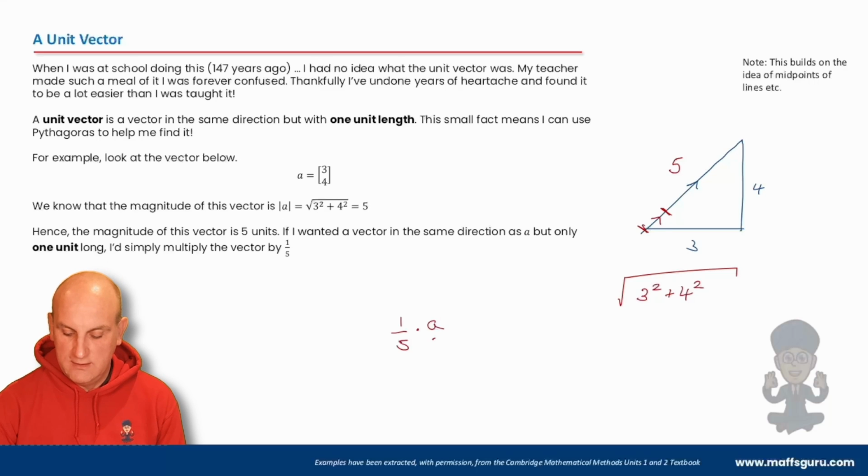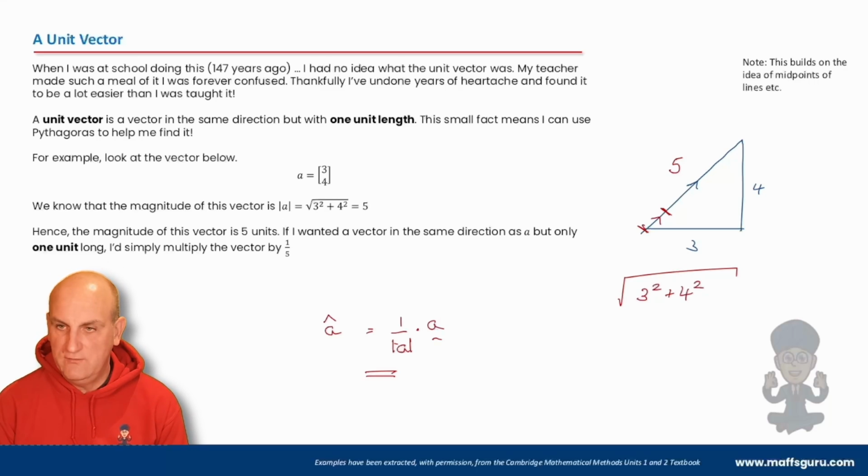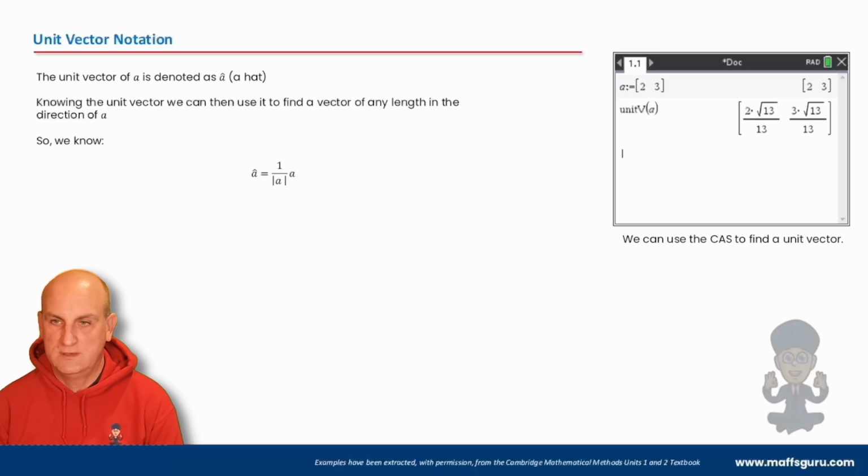So let's do that under there. My unit vector, and we call it A with a hat, is equal to 1/5 of A. How do we find that fifth? Well, we found the length of the vector, and we know how to find it because we've had that notation before. Our unit vector, which has 1 unit of length in the direction of any other vector, can be found by doing 1 on the modulus of that vector times that vector. That is our unit vector notation: A hat is 1 over the modulus of A times A.